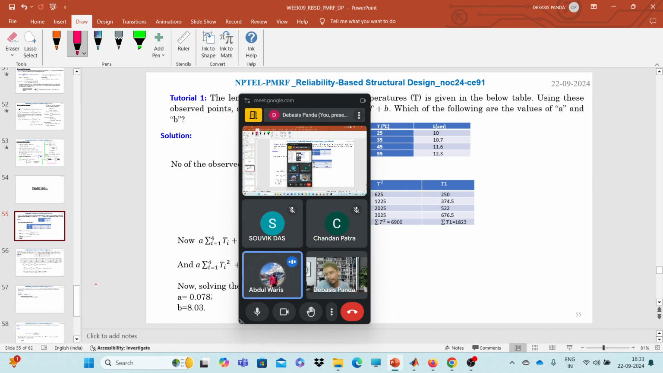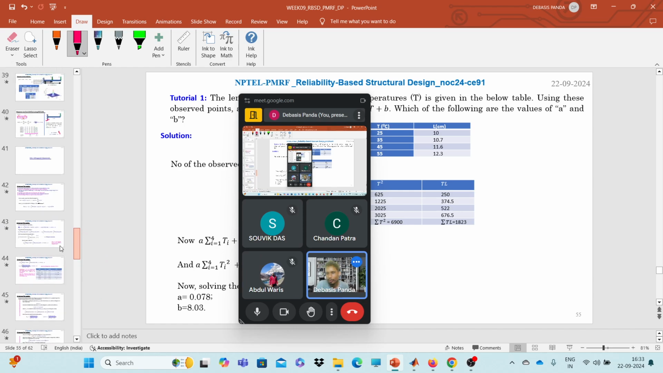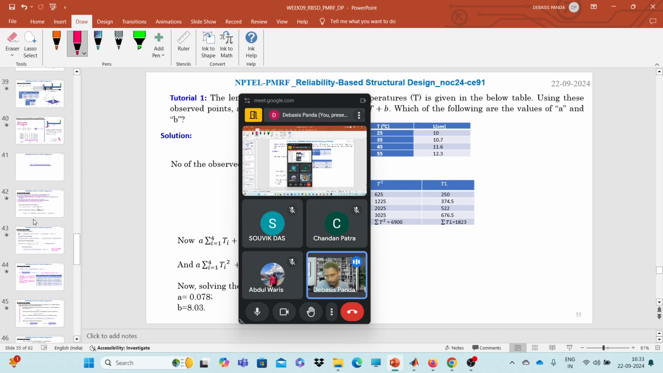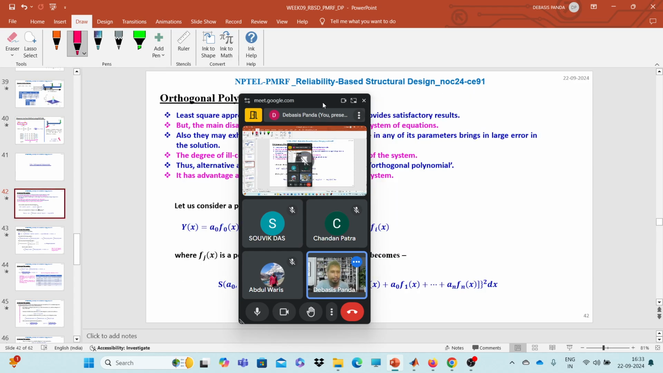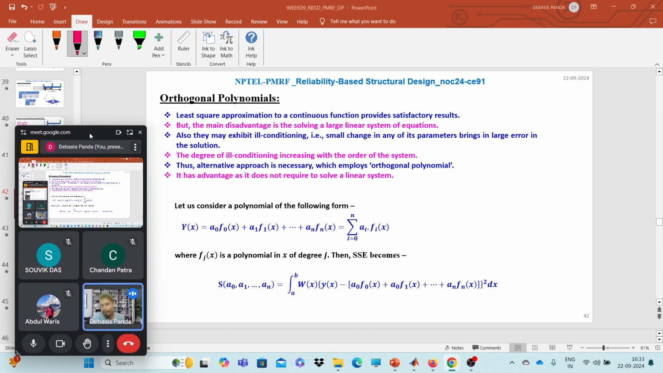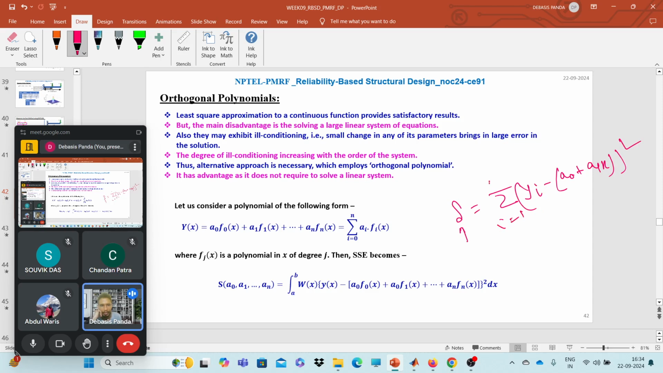Okay, so let's quickly discuss some orthogonal polynomials. What are the orthogonal polynomials? We have seen the least square approximation. In least square approximation, we need to minimize the sum of square of errors, which is nothing but yi minus the function you are considering, say a naught plus, for the linear fit, a1x. Then you square them up and sum them up for i equals 1 to m.